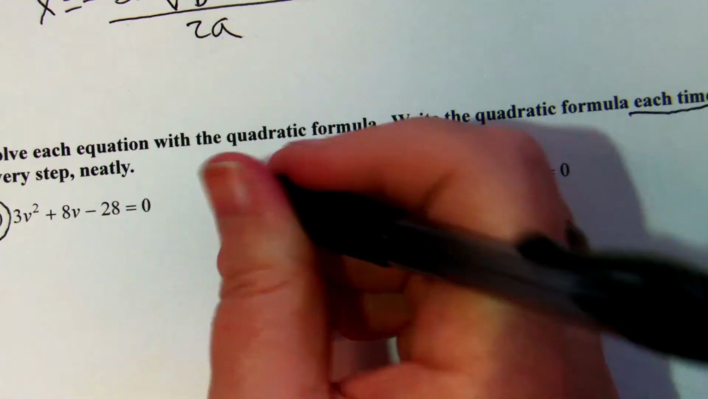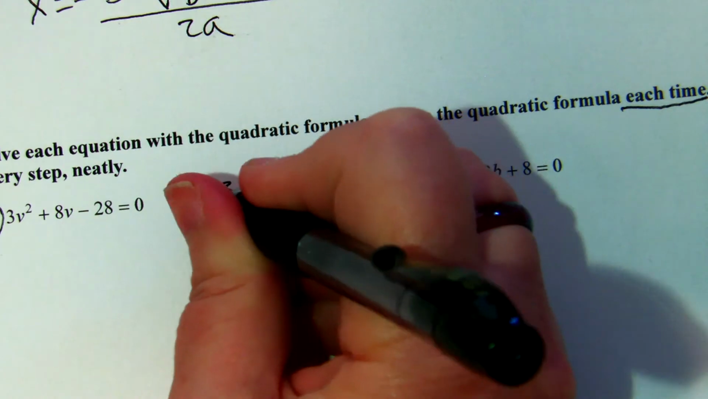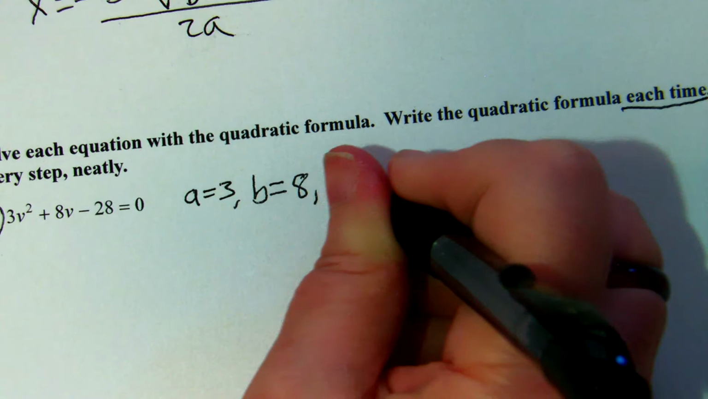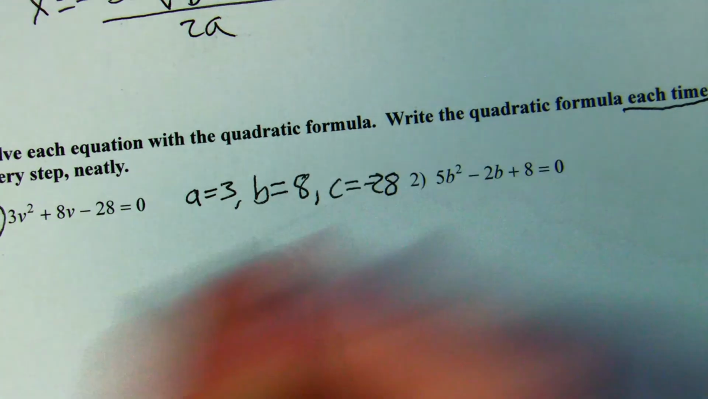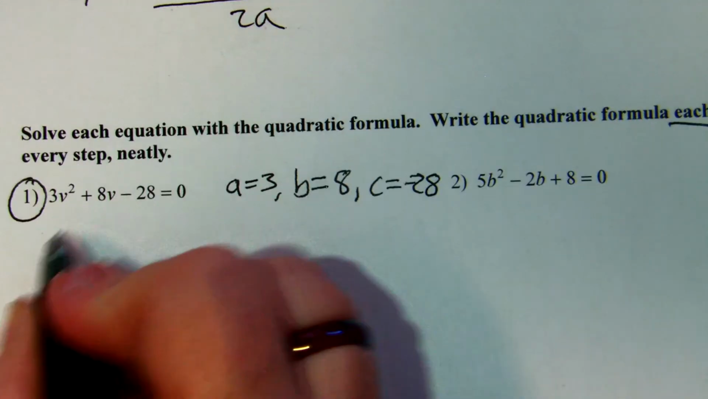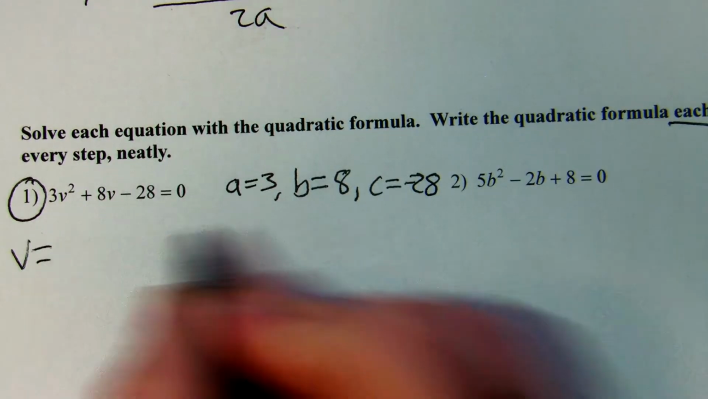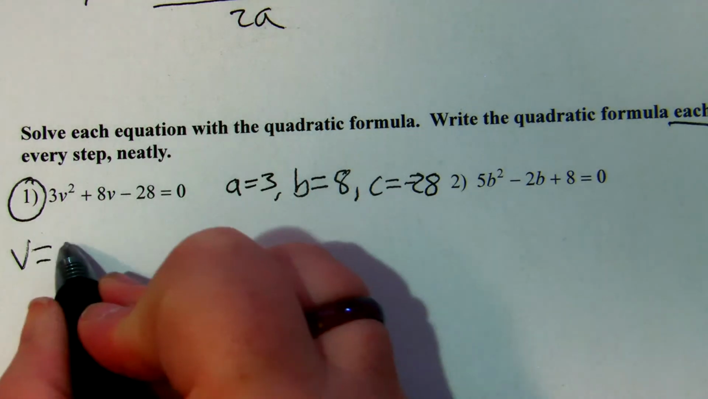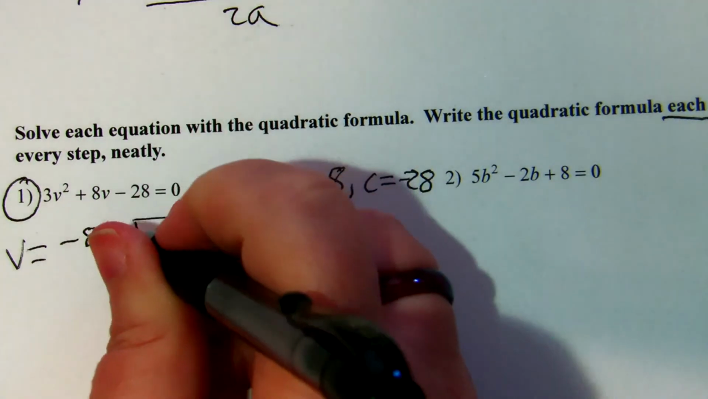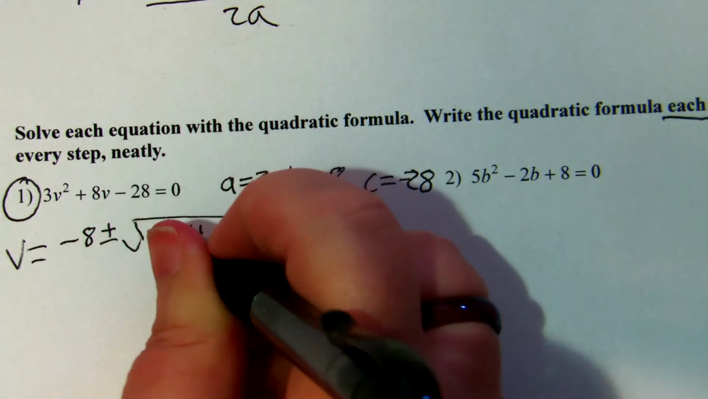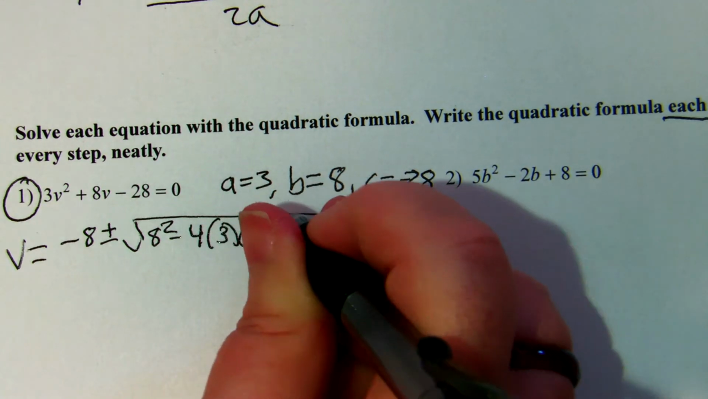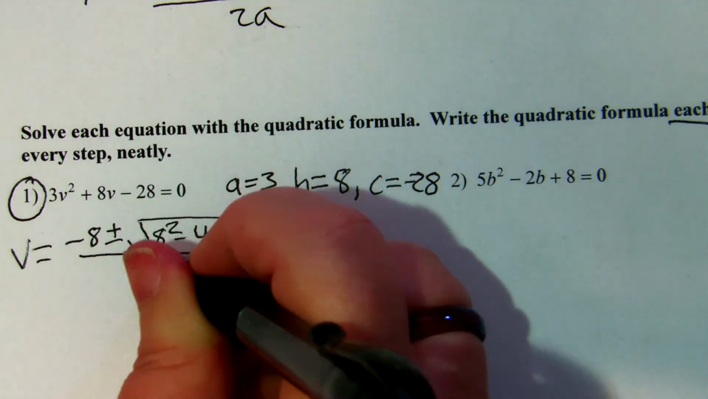So we're going to do number 1. A is 3, B is 8, C is negative 28. We list what A, B, and C are. That's part of the process. These are x's. So it's x equals opposite of b plus or minus the square root of b squared minus 4 times a times c all over 2a.